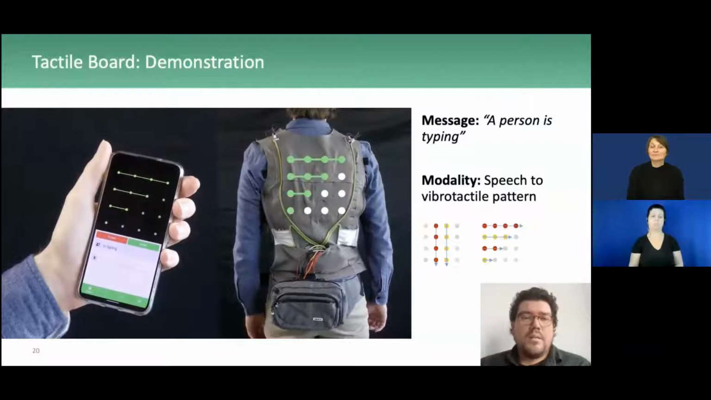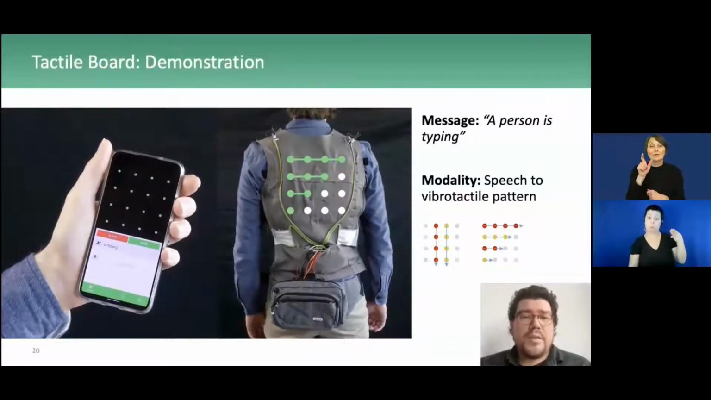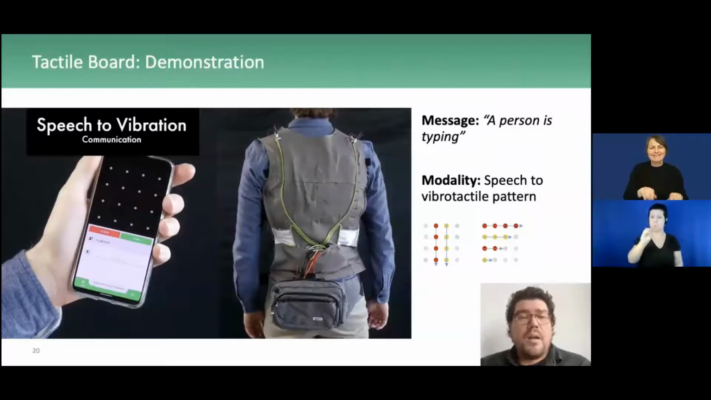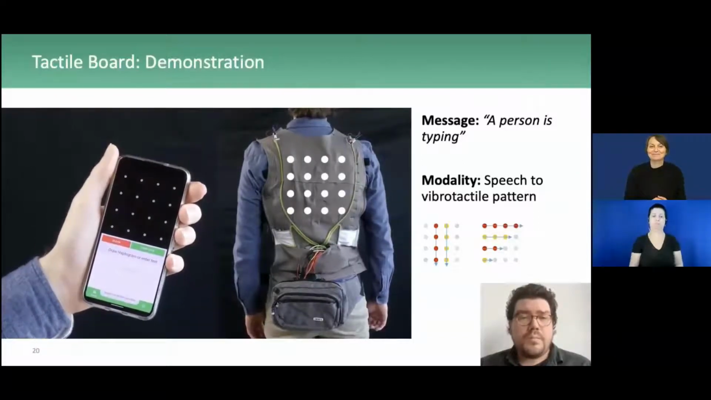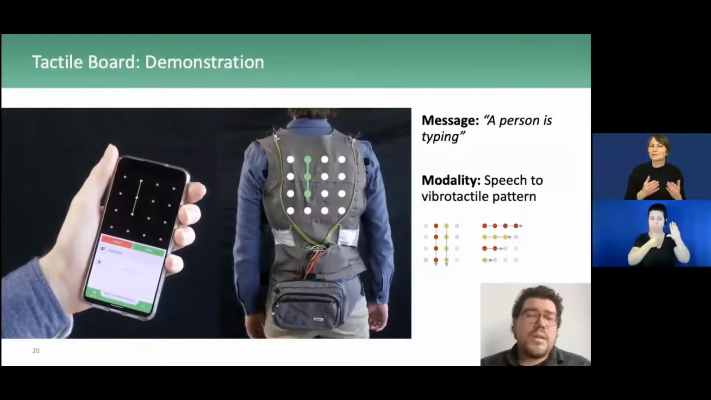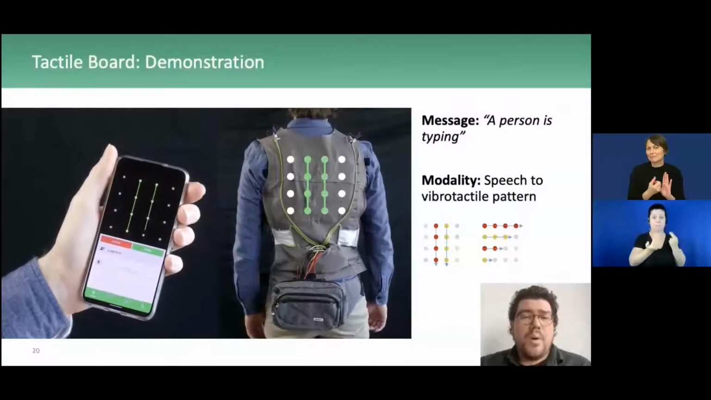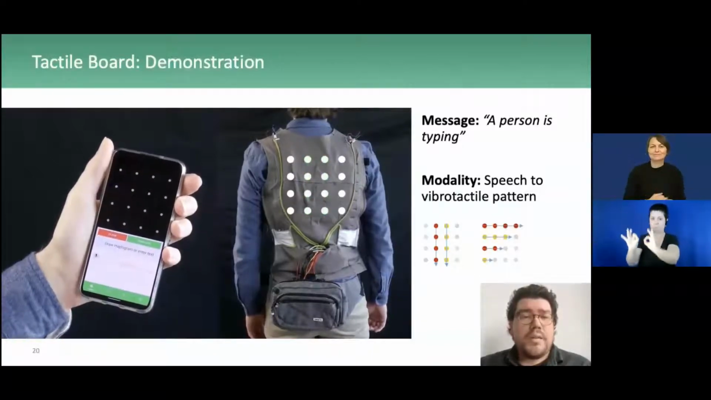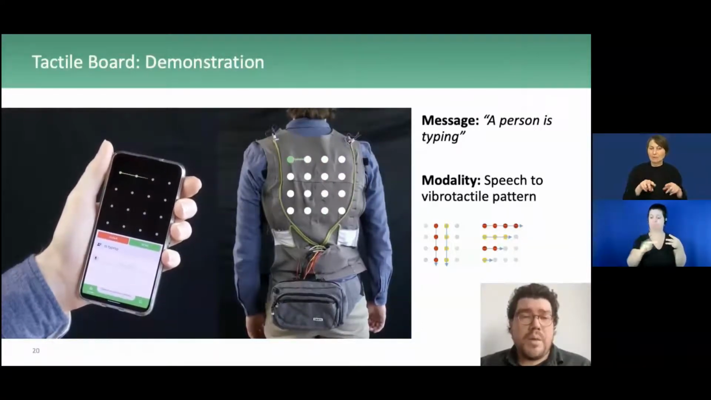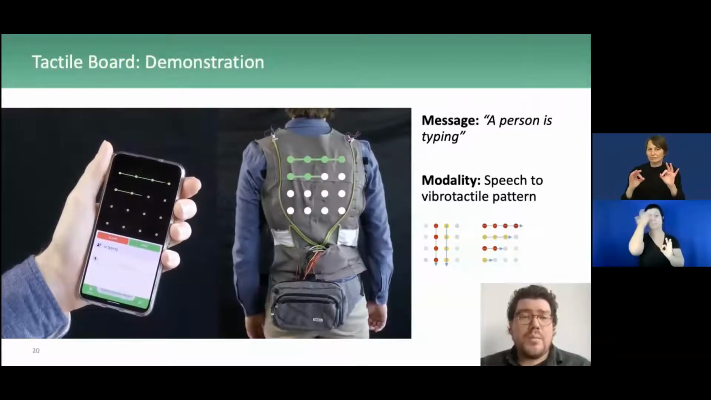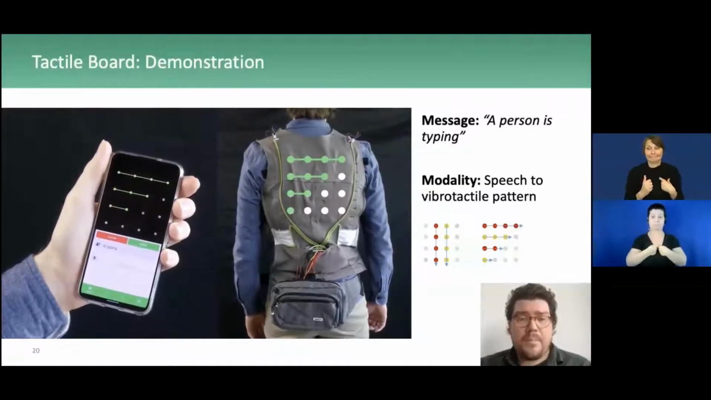So in this example, the person is communicating using English, but because we use Google's natural language processing API, we can support other languages as well, depending on the language used by the user. So these were the examples of modes of communication that are supported by the Tactile Board, and they are all translated into vibration patterns that are displayed to the person with deafblindness wearing the haptic wearable.